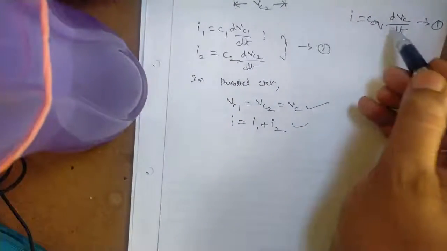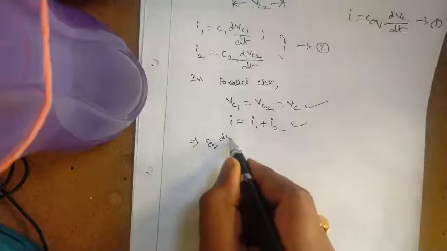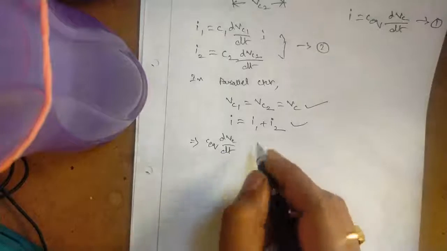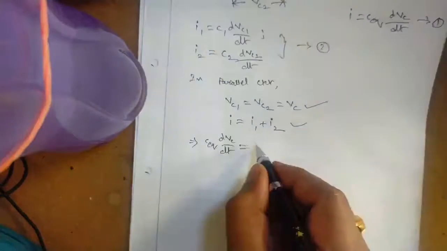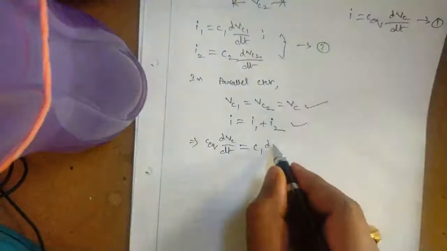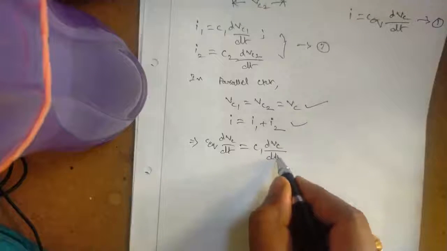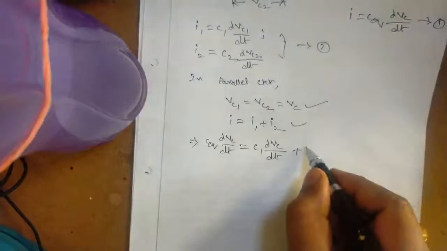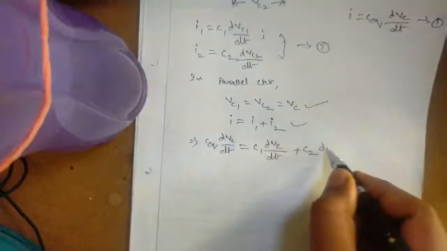In place of I, we write C equivalent into dVc by dt, equal to I1. In place of I1, we write C1 dVc1. What is Vc1? Yes, Vc. In a parallel circuit, voltage is the same, dVc by dt. Plus I2, which is C2 into dVc2 by dt. Vc2 is Vc, dt.